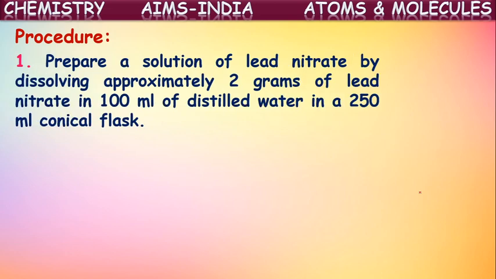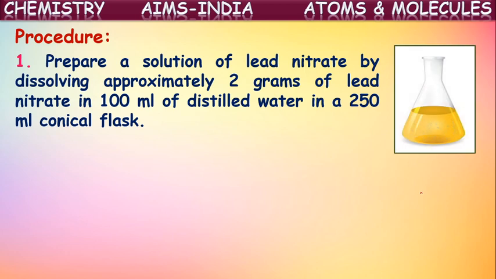Let us see here. First of all, we have to prepare a solution of lead nitrate by dissolving approximately 2 grams of lead nitrate in distilled water. Around 100 ml of distilled water you have to take. Into that, 2 grams of lead nitrate is added so that it forms a solution of lead nitrate. See here how it is shown. In this way, lead nitrate solution will be formed.